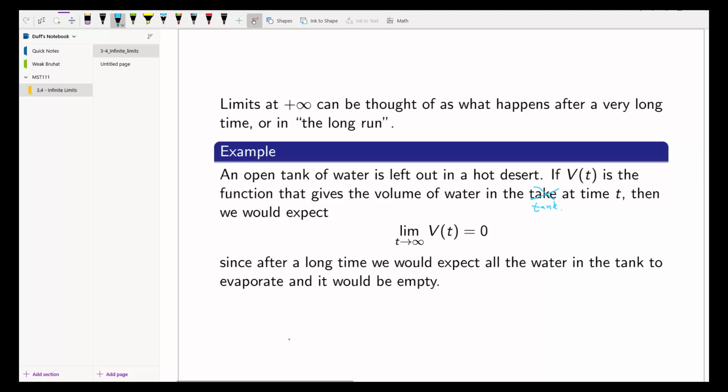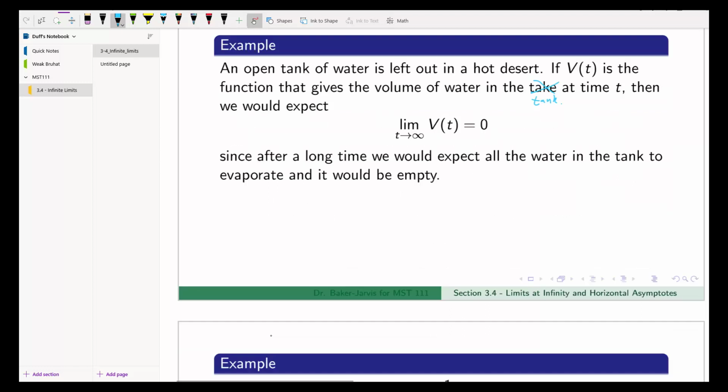Then after you wait a long time, the water slowly evaporates out of your tank, and so we would expect that the limit of the volume as t becomes larger and larger, or as we wait longer and longer, to be 0. So in terms of a graph, we might expect it to look something like this.